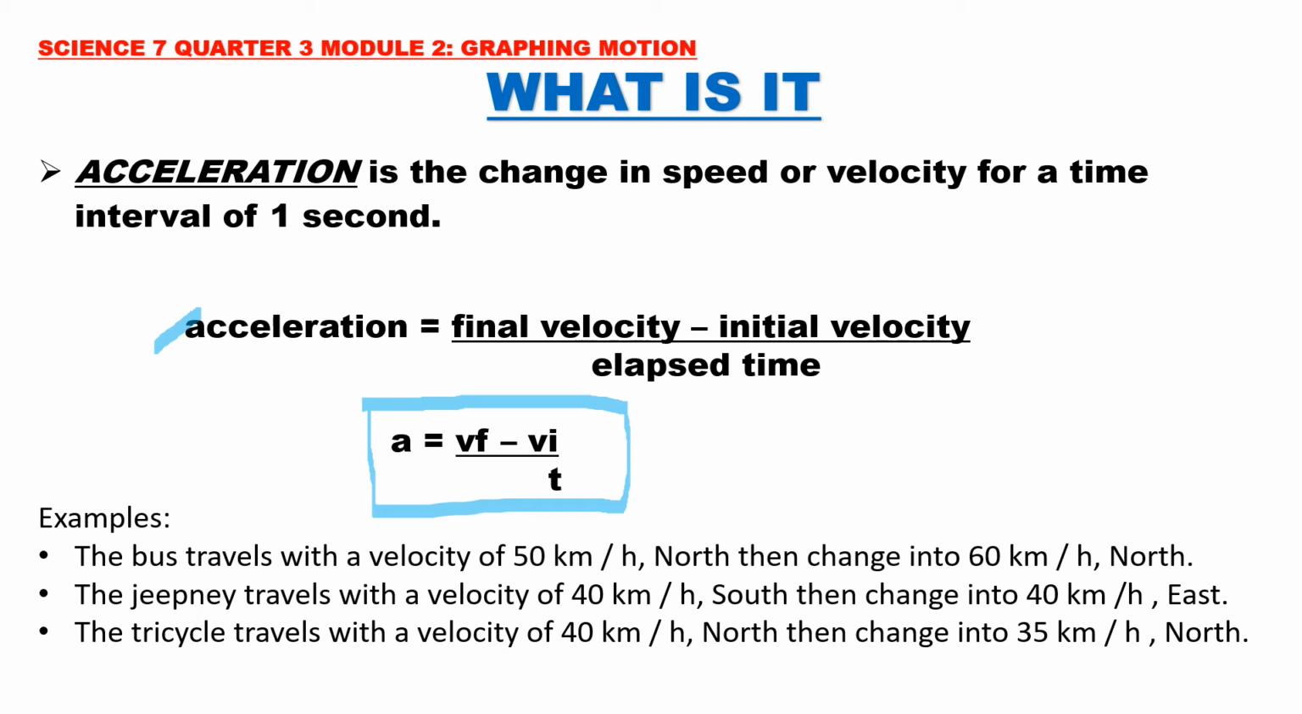The bus travels with a velocity of 50 kilometers per hour north, then changes into 60 kilometers per hour north. The jeepney travels with a velocity of 40 kilometers per hour south, then changes into 40 kilometers per hour east. The tricycle travels with a velocity of 40 kilometers per hour north, then changes into 35 kilometers per hour north. Okay? So, sa number 1, nagkaroon ng change in speed. Sa pangalawa, nagkaroon ng change in direction. And then, sa pangatlo, nagkaroon ng change in speed.